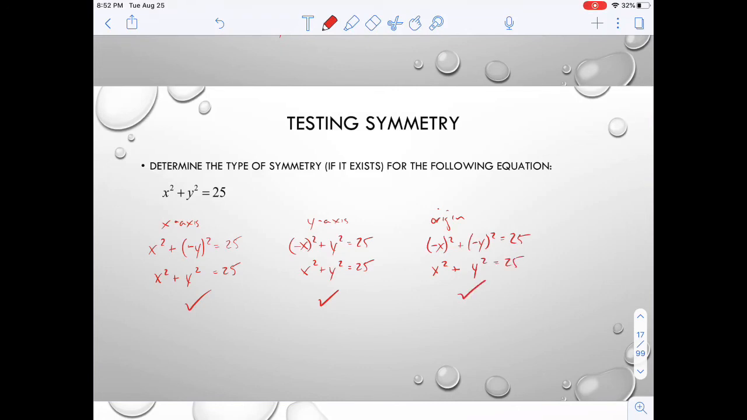So in this case, the circle that I have here is a circle centered at the point 0, 0 with a radius of 5 units. This has symmetry with respect to the x-axis, y-axis, and origin. We're going to do some more with circles coming up, so if you've kind of forgotten how I came up with the center and the radius of this circle, don't worry about it. It's coming here in a couple of days.